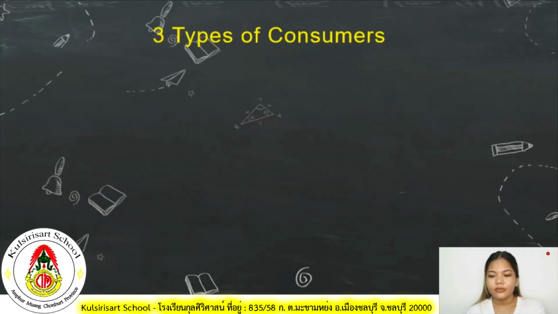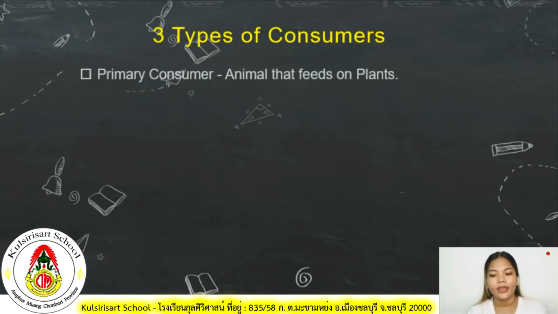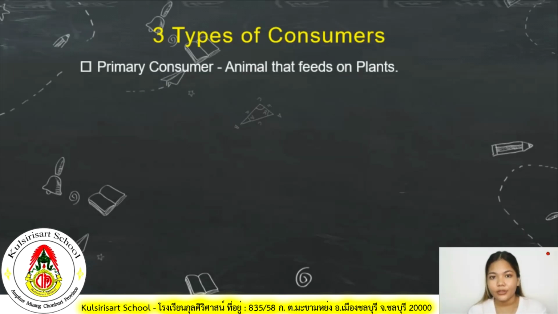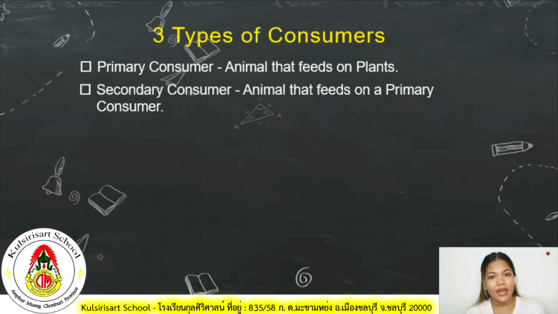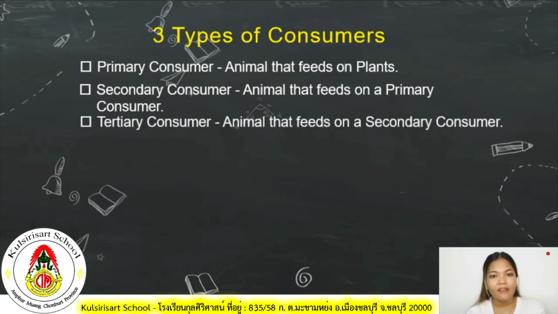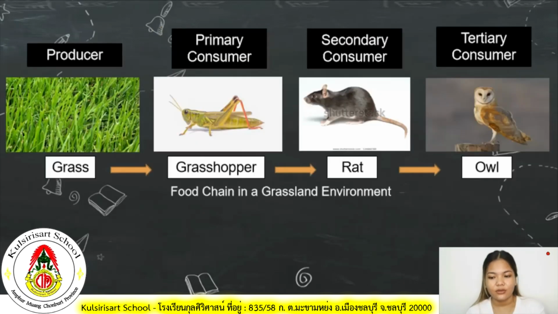Okay, now we have here the three types of consumer. What are they? The first one is a primary consumer. A primary consumer is an animal that feeds on plants. The second type of consumer is a secondary consumer. A secondary consumer is an animal that feeds on a primary consumer. And then we have the last type of consumer, which is a tertiary consumer. A tertiary consumer is an animal that feeds on a secondary consumer.